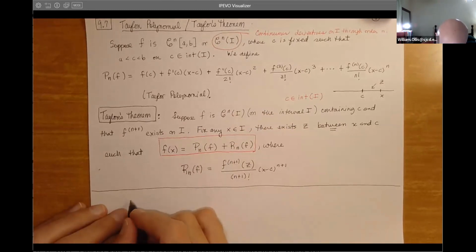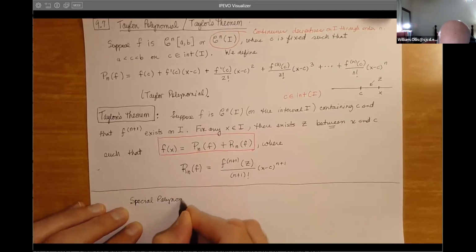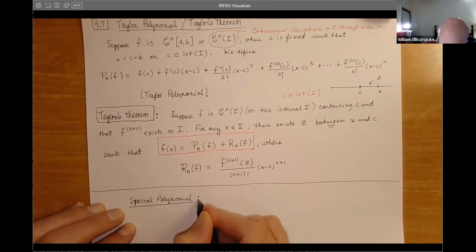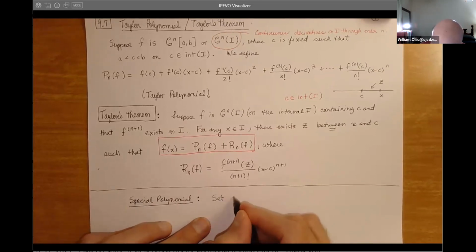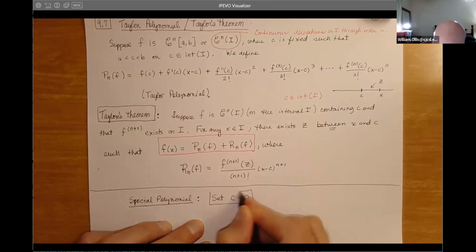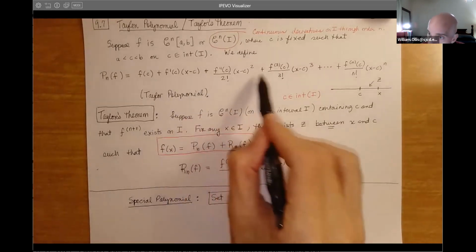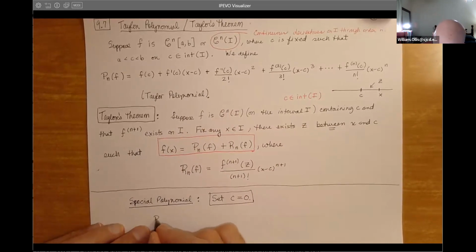Now, we have a special polynomial. And these are the ones we spend the most time with. We'll practice just with the basic Taylor polynomials, but we have a special polynomial that's near and dear to us. That is, we set c equal to 0. So if that's the case, notice here the c goes away and we end up with a polynomial that looks like this. So we have Pn of f.